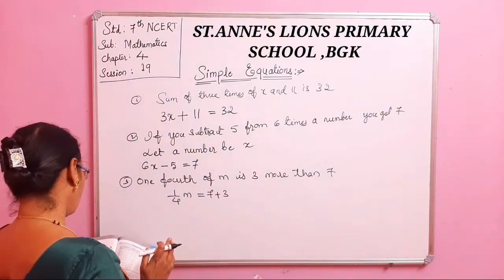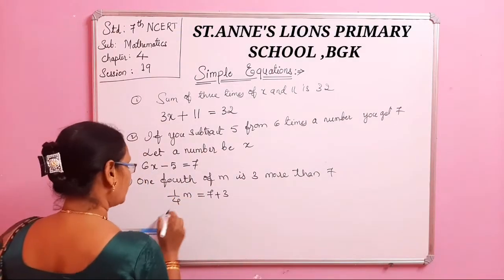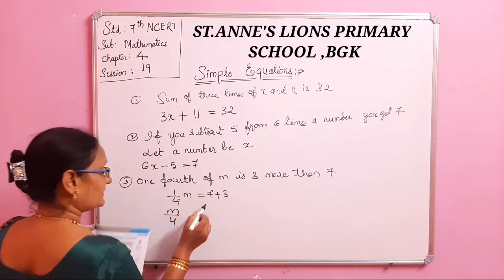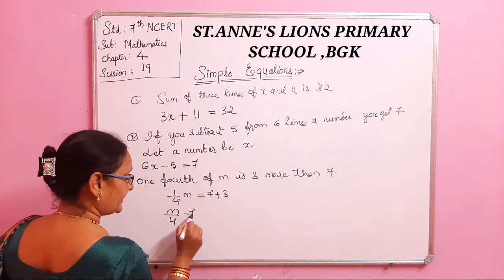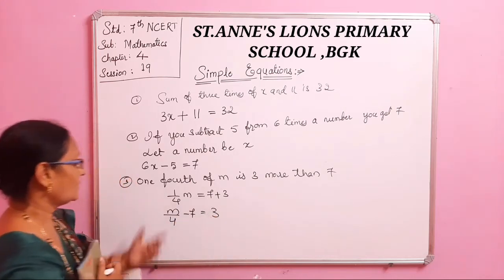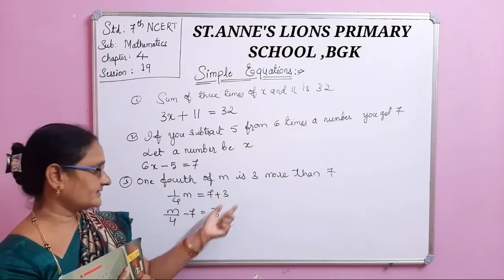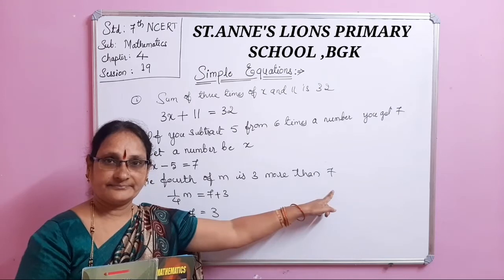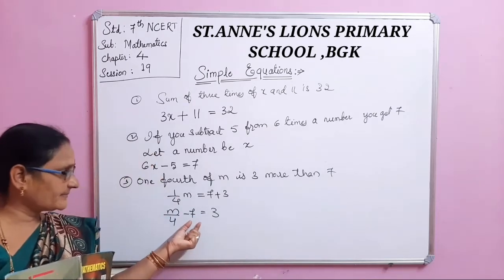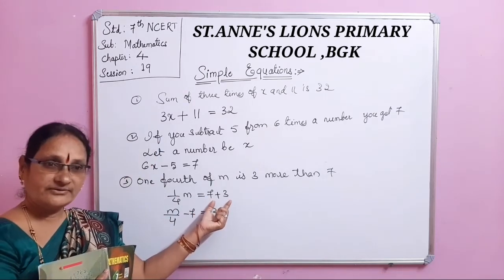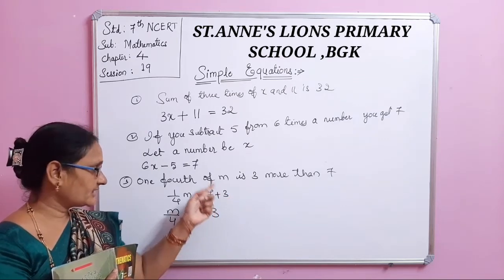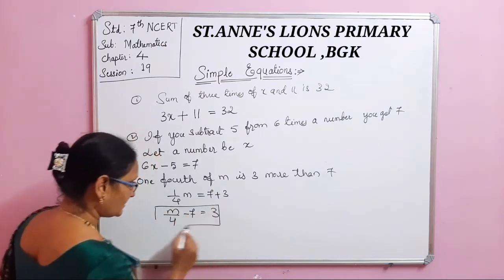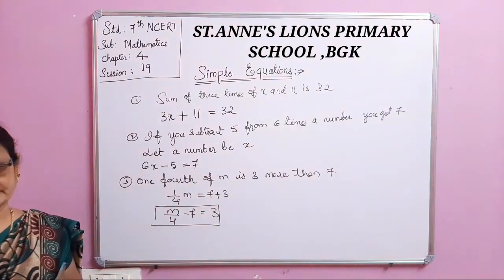1/4 of m can be written as m by 4. See, this 7 we will take this side. Minus 7 is equal to 3. 1/4 of m is 3 more than 7. More than 7 means 7 is subtracted. Actually, you can write here also. When we simplify it, when it comes this side, it will become minus 7. This is the given equation for the statement.